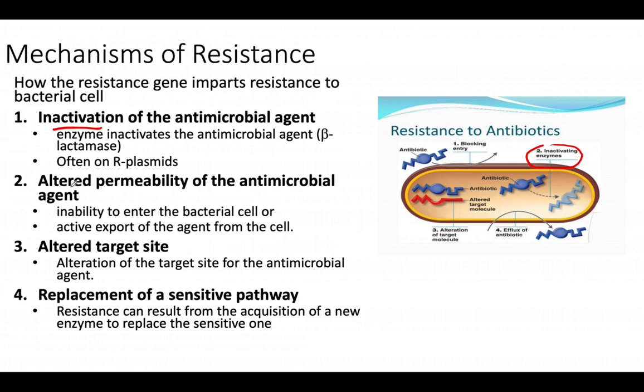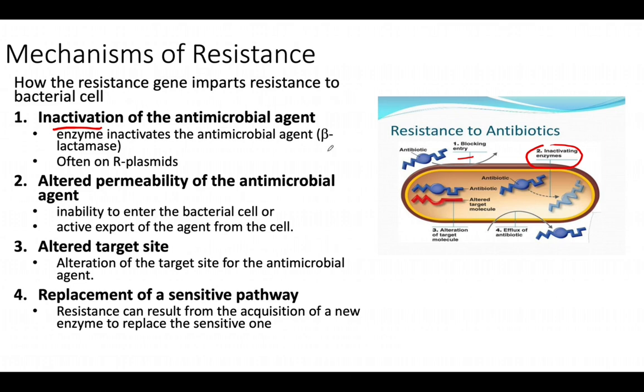The second is altering the permeability. Remember, bacteria have this outer layer that's composed of, well, it depends on the bacteria, but some have an outer membrane and peptidoglycan and a cell membrane. Others have just peptidoglycan and a cell membrane. But it is a barrier, and so if bacteria can block the entry of that drug, that can be really effective. If that antibiotic can't enter the cell, it can't act. Or if it does enter, the bacteria actively pump it out.